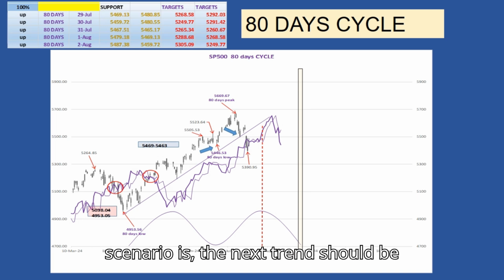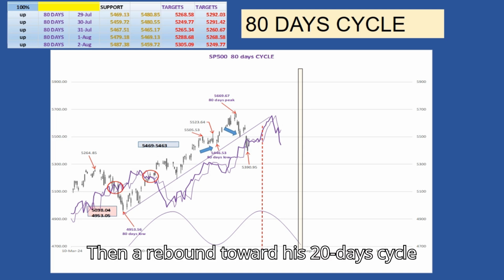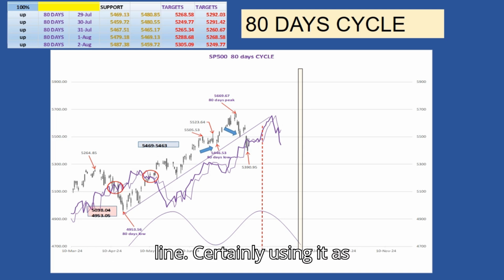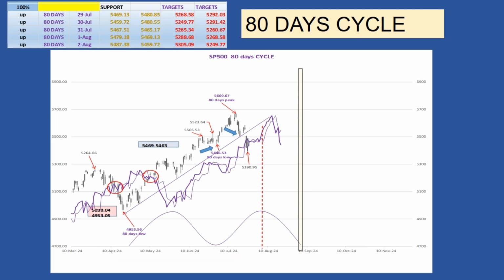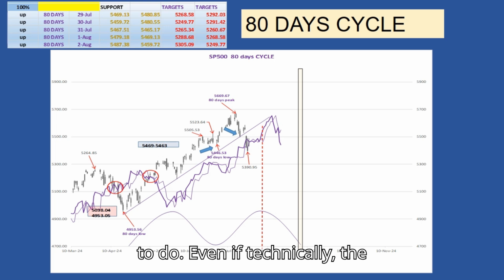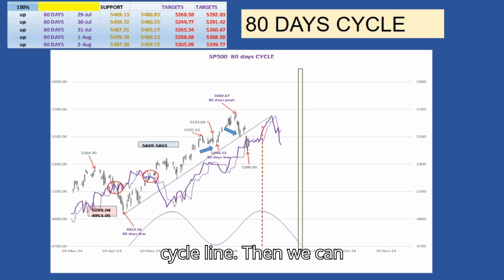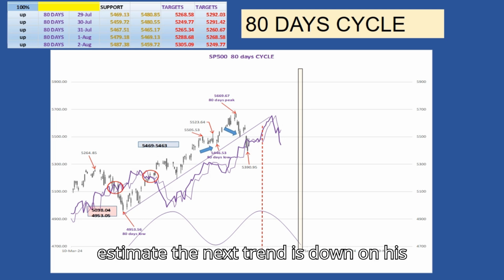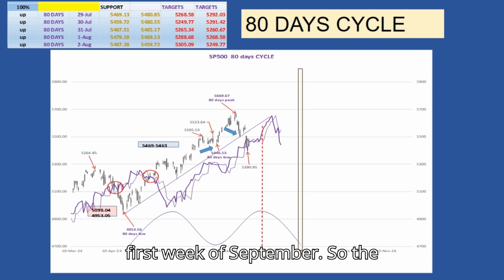The implication of this scenario is that the next trend should be down. On August 4th we should expect the 40-day low to form. Then a rebound toward its 20-day cycle line, certainly using it as resistance, since the 20-day cycle line didn't provide support like it is supposed to. Even if technically the market is supposed to cross back above its cycle line, then we can estimate the next trend is down on its way to the 40-week cycle low, around the first week of September.